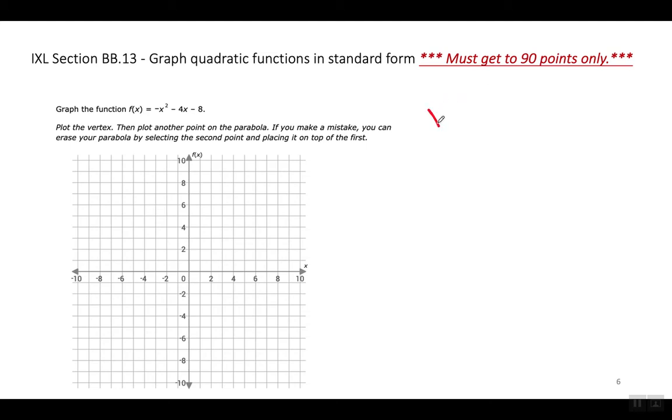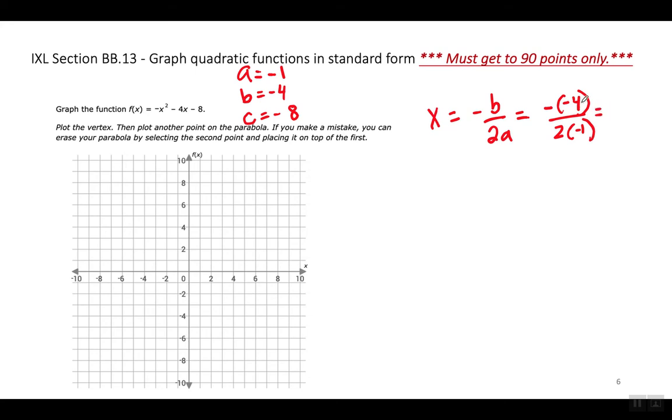Again, first step, let's find the x-coordinate of the vertex by finding the axis of symmetry. In this quadratic function, a is negative 1, b is negative 4, and c is negative 8. When I substitute those values into this formula, I'm going to have negative 4 over 2 times negative 1. That's going to equal positive 4 divided by negative 2, which equals negative 2. So the x-coordinate of the vertex is negative 2.